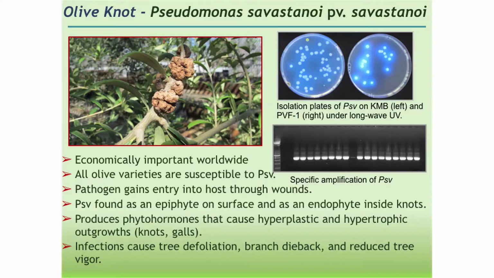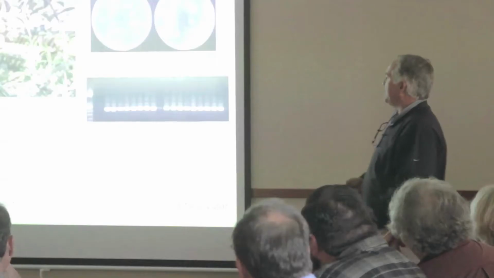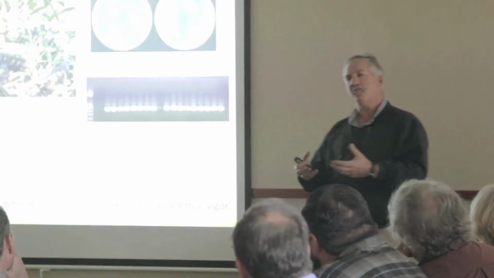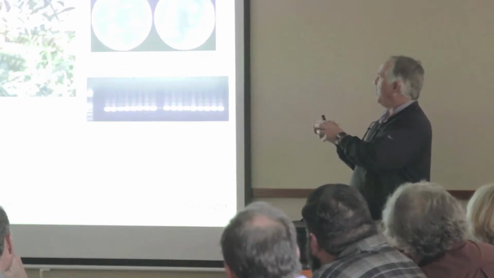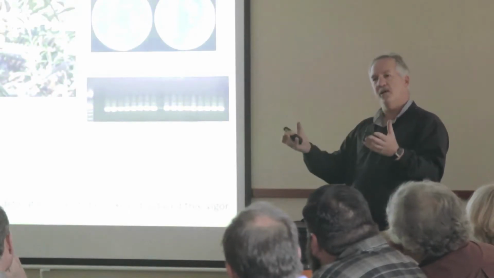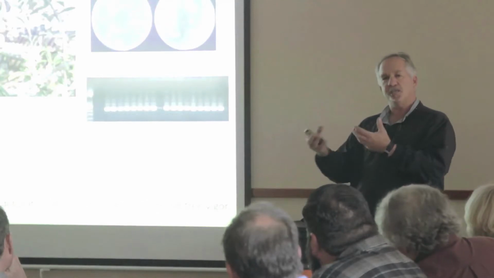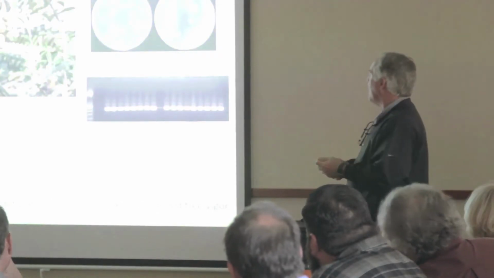The symptoms of olive knot are very clear. You get a gall; a knot is the common name for a gall. These bacteria produce phytohormones that cause rapid multiplication of cells within the host, so the bacterium is stimulating the host to produce these galls or knots. They're like houses for where the bacteria reside. They live in these galls, and when it rains, they ooze out from that internal tissue where they're living inside the gall.